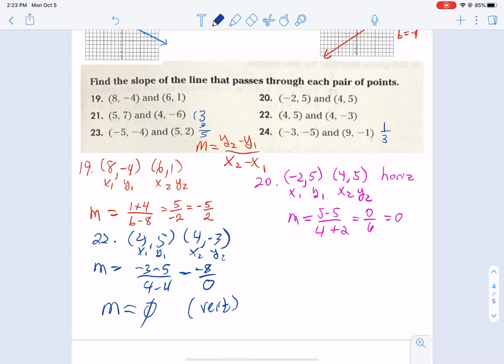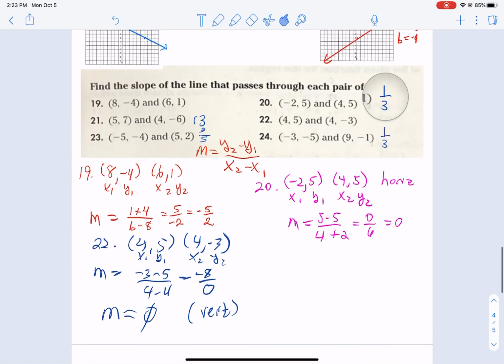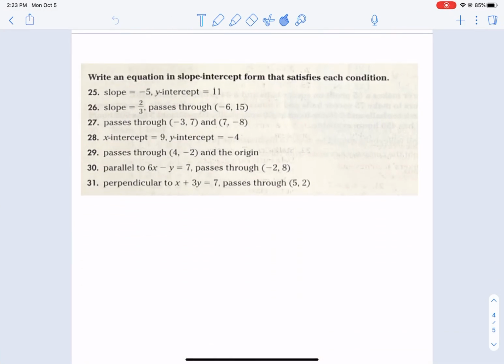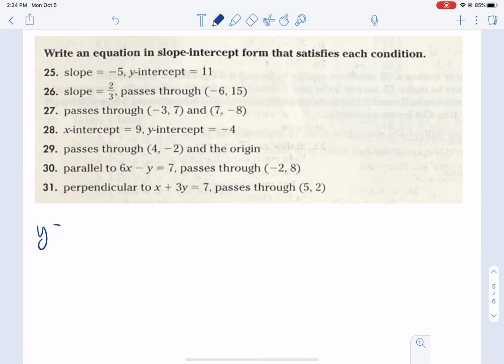So there's some slope ones. Let's take a look. That's so strange. We kind of got a little 1/3 stuck up on the screen. There we go. Let's take a look now at writing an equation of a line in slope-intercept form satisfying the conditions given. Now, the formulas that are going to be helpful here are y equals mx plus b, and also y minus y1 equals m times x minus x1. So those are the formulas you should memorize, okay? Now, when do you use which? Well, I'll go through the process and tell you.